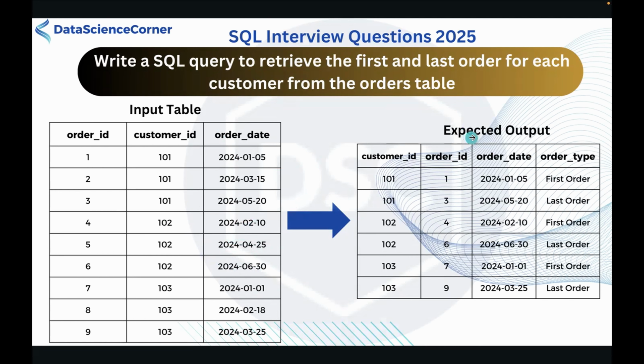Now, in the expected output, we want the customer ID, order date, and if it is the first order or the last order. We only want the first order placed by the customer ID and the last order placed by the same customer ID. Like 101, the first order is order ID 1, order date is this, and this is first order. Same for 101, the order ID is 3, and 20th May is the last order. Same for 102 and 103. In this way, we need to find the first order and the last order. So let's go to SQL and check how we can do it.